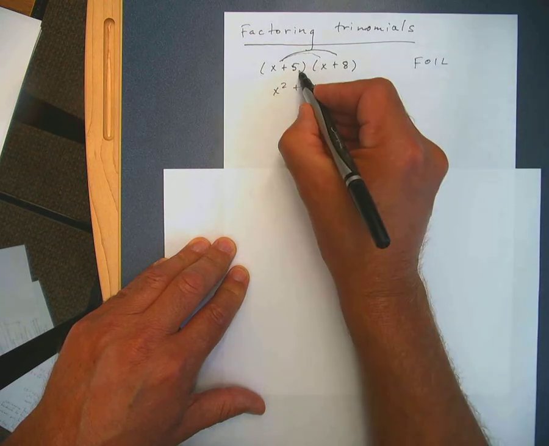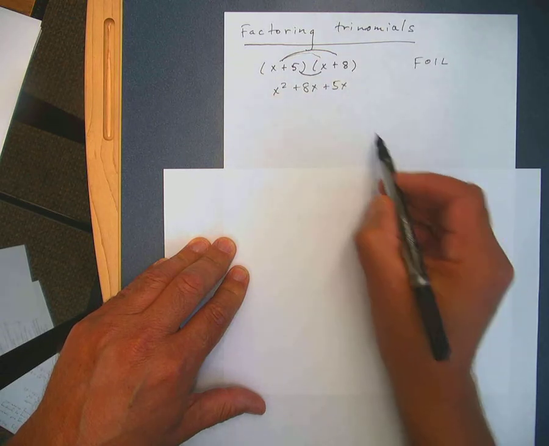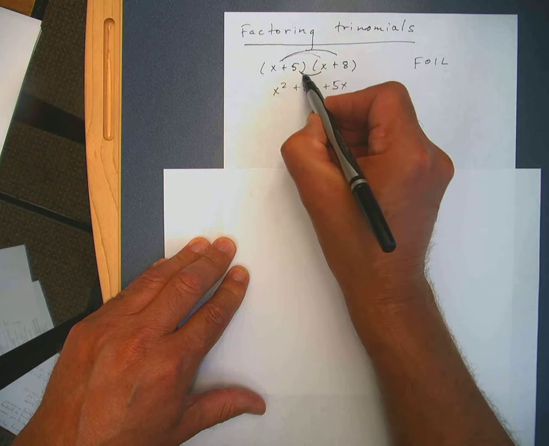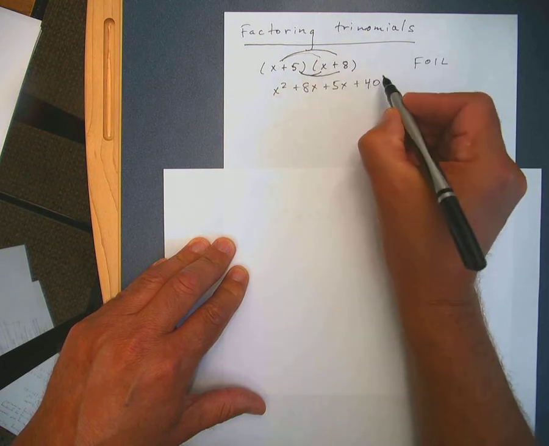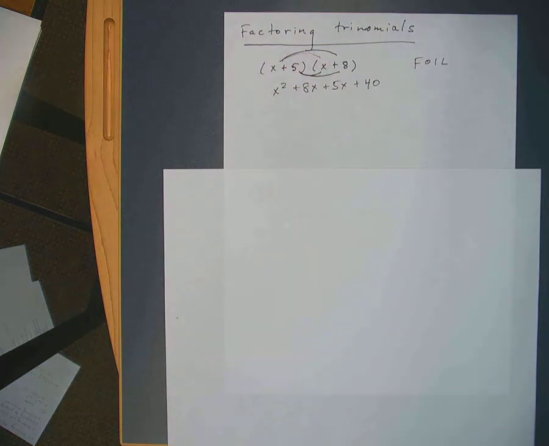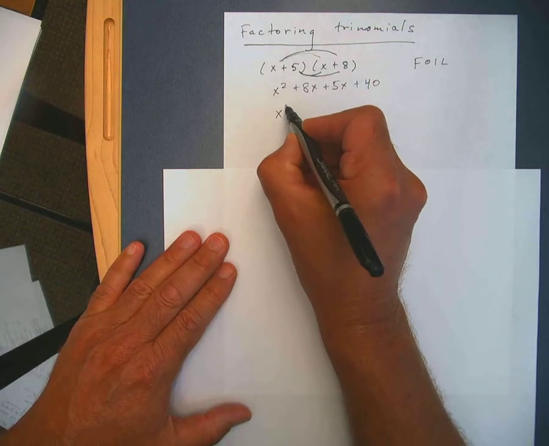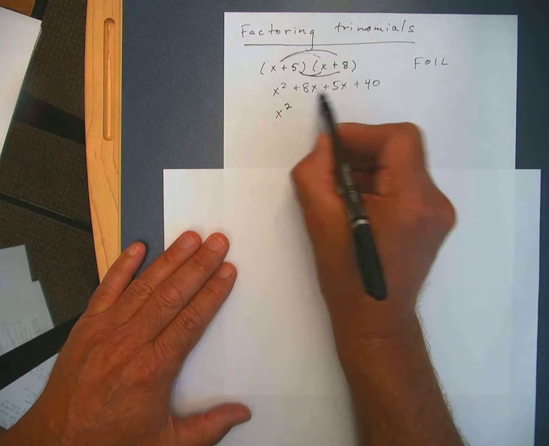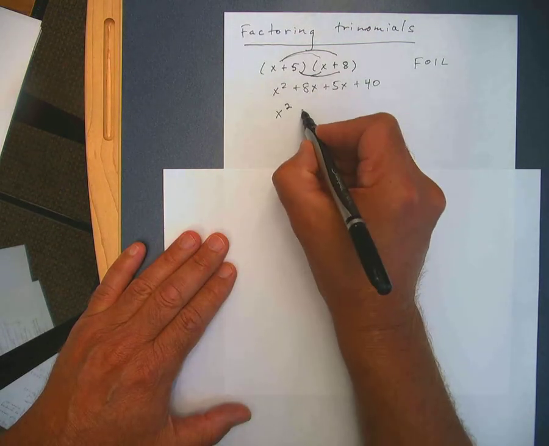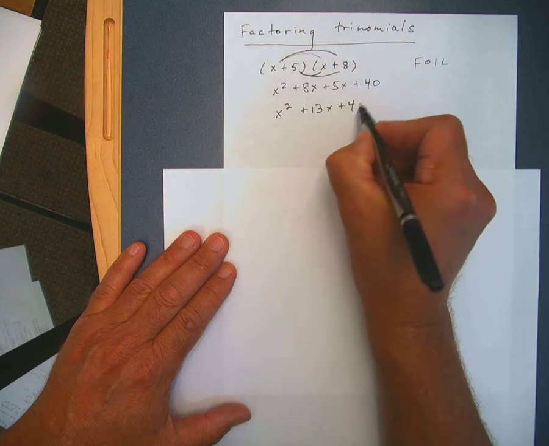Multiply the inner terms, which would be these. Multiply 5 and x, you get plus 5x. And then multiply the last terms, which would be 5 and 8. Multiply 5 and 8, we get 40. After multiplying, we want to combine any like terms to simplify the expression. There is nothing similar to x squared, no similar terms, so we'll just write that down. But these two are similar terms. 8x plus 5x is 13x. And then we have the plus 40.